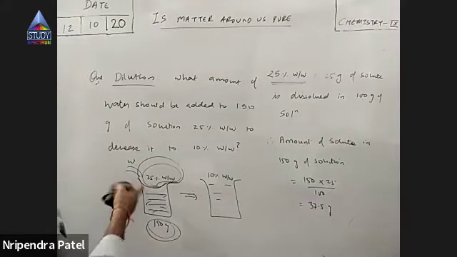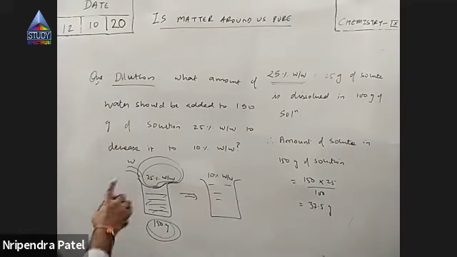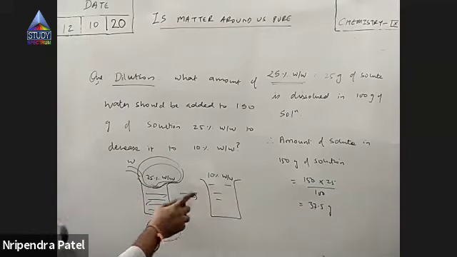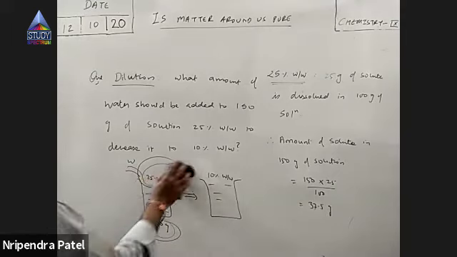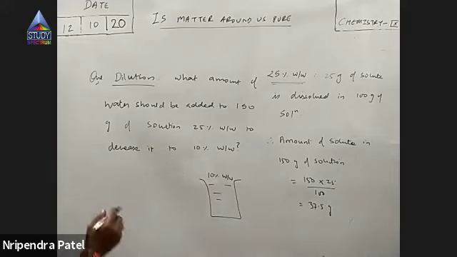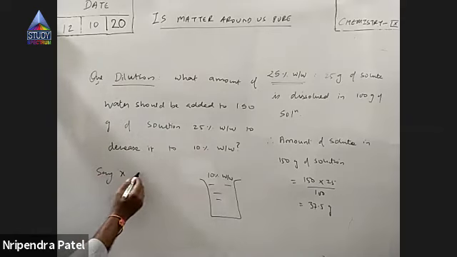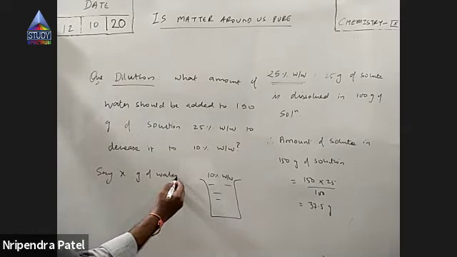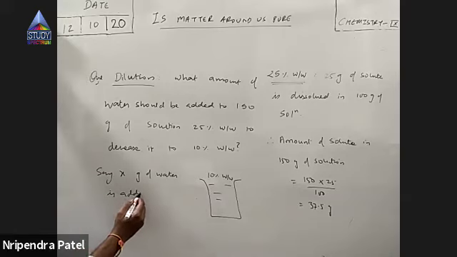Now you have to add some water. How much? I don't know. Maybe X grams of water is added, and the solution becomes dilute. Final concentration is 10% W/W. So let us assume X gram of water is added. Am I adding solute to it?